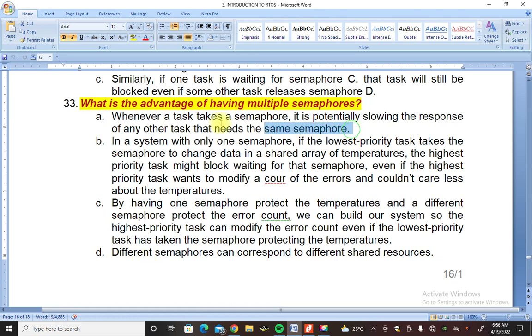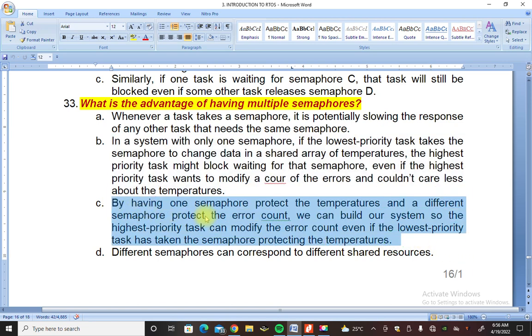Let us see it from the author's point of view. Whenever a task takes a semaphore, it is potentially slowing the response of any other task that needs the same semaphore. In a system with only one semaphore, if the lowest priority task takes the semaphore to change the data in a shared array of temperatures, the highest priority task might block waiting for that semaphore, even if the highest priority task wants to modify some errors and doesn't care about the temperature. So modifying the count of errors is one task that has nothing to do with the temperature, but unnecessarily it has to wait. That's what the message says.